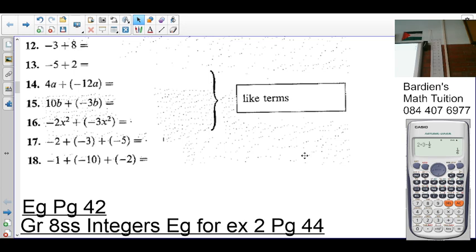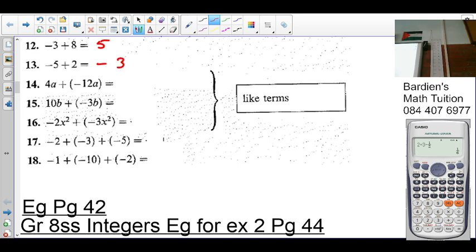Is there anything keeping the bracket there? No. So you say 8 minus 3 is 5, and the bigger number is positive. Not so? The 8 is positive. Between 5 and 2, which one is bigger? 5. So the ultimate answer is going to be negative. 5 minus 2 is 3.